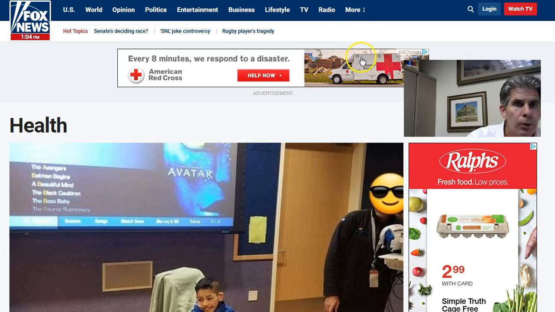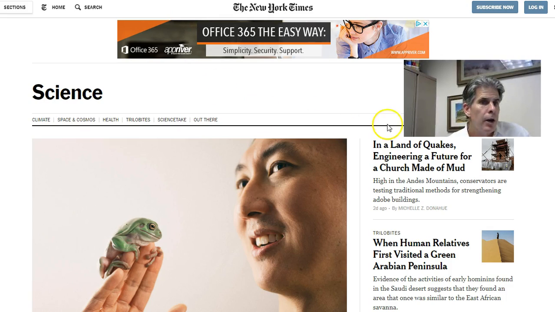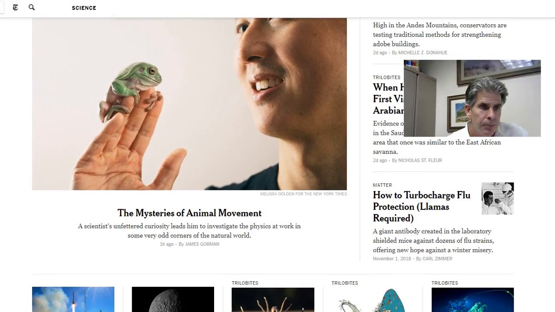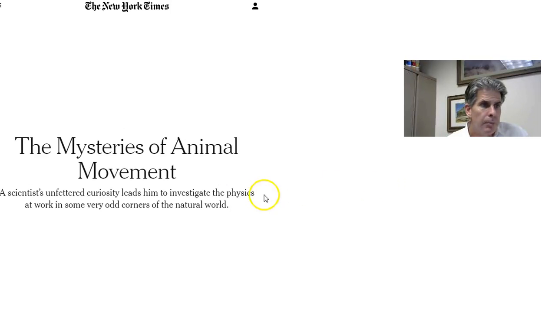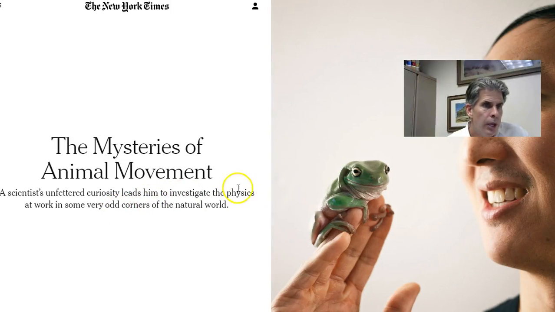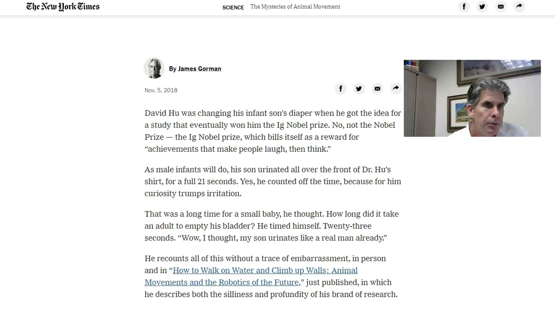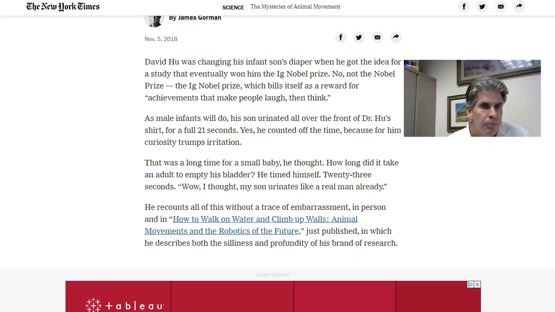Now, one of the areas where I do think they are more reliable, and there are a number of publications out there that are reliable, but we're using primarily the New York Times. And the reason is this, and this is something I pointed out once before, and it's something I want you to look for. This is what I just opened right now, The Mysteries of Animal Movement. This one's an okay one. This one isn't great, but it basically works not from analogy.